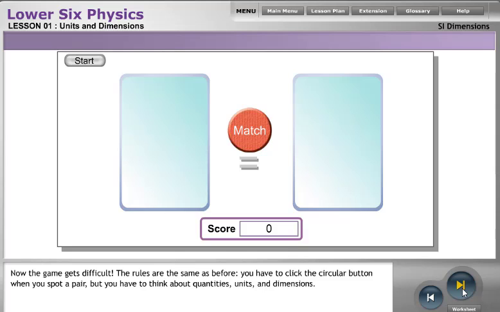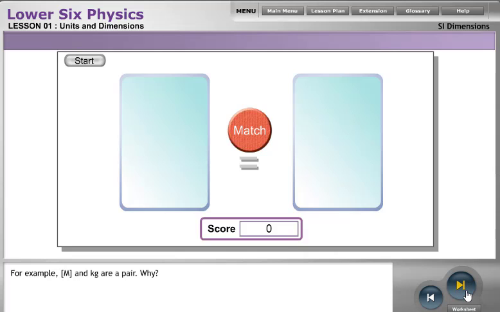Now the game gets difficult. The rules are the same as before. You have to click the circular button when you spot a pair, but you have to think about quantities, units, and dimensions. For example, M and kg are a pair. Why? Answer: M is the dimension of mass and kg is the symbol for kilogram, the unit of mass.